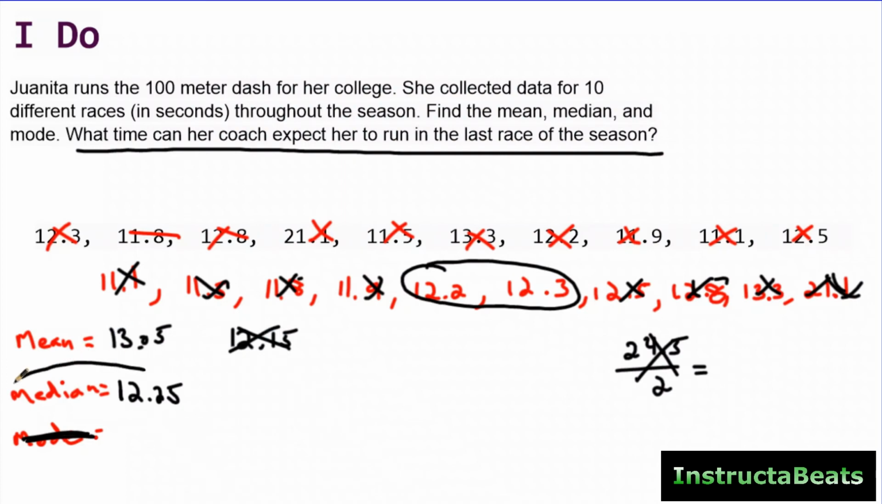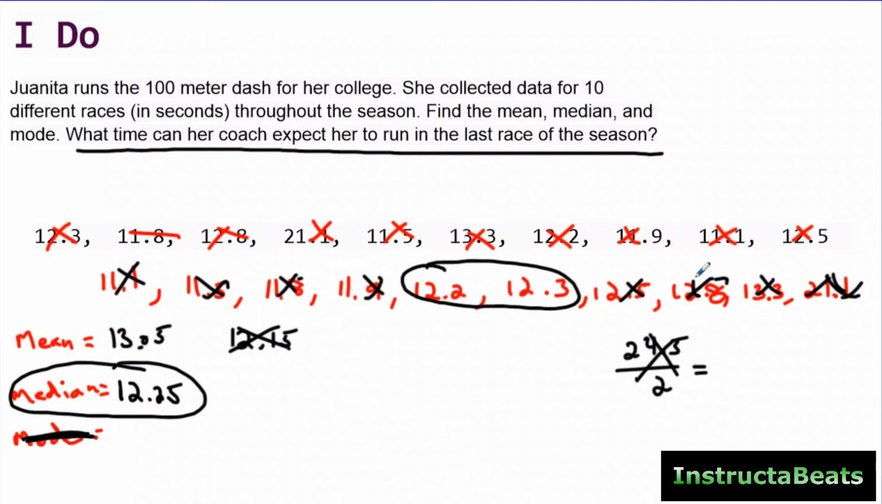The coach would want to use her median, and say, okay, well, Juanita's probably going to run around a 12-second 100-meter dash. And that's what he can expect from her based on all the times from all her races that she collected. So again, sometimes we want to use the mean, sometimes it's better to use the median when we're trying to find that center part of our data.